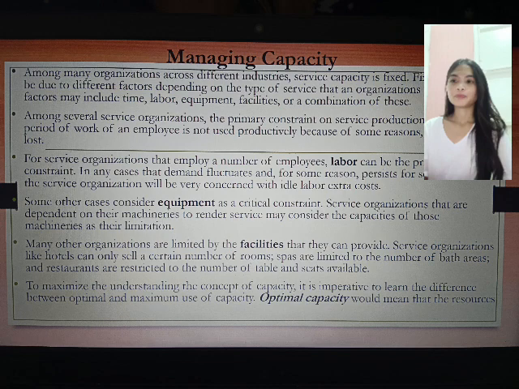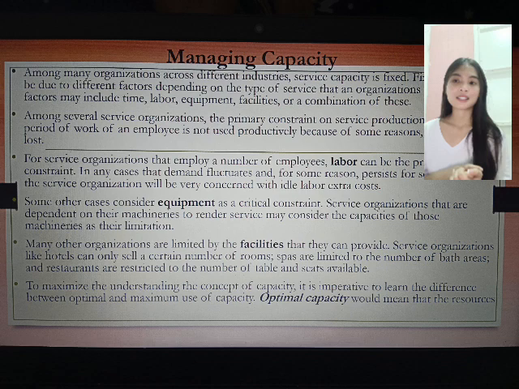So the next one is managing capacity. Among many organizations across different industries, service capacity is fixed. Fixed capacity can be due to different factors depending on the type of service that an organization provides. These factors may include time, labor, equipment, facilities, or a combination of this.